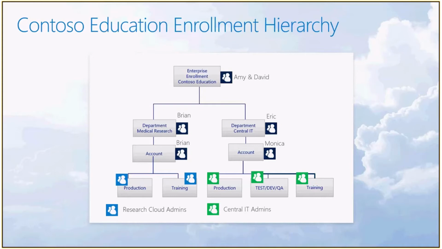And just like we talked about, there's a group called the Research Cloud Admins that are going to be made owners of those subscriptions. And then on the right-hand side for Central IT, we have three subscriptions. We talked about production, test, dev, QA, and training. And for that, we have another group called Central IT Admins that are going to be owners.